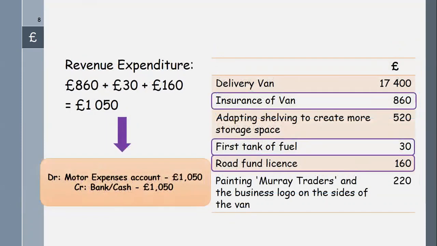And the revenue would be the rest. Insurance doesn't affect the cost of the delivery van. That's something you have to pay each year. The first tank of fuel, again, that's short term. And the road fund license, again, that's short term. So you add those together, and that will go in the motor expenses account of 1,050. And again, you would credit the bank or the cash account.